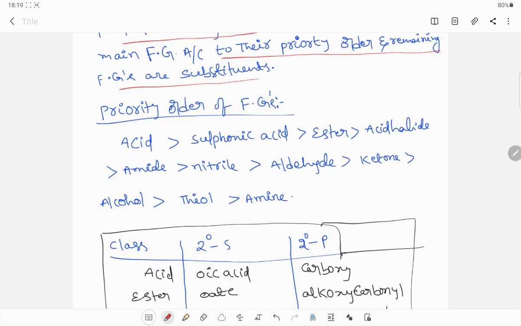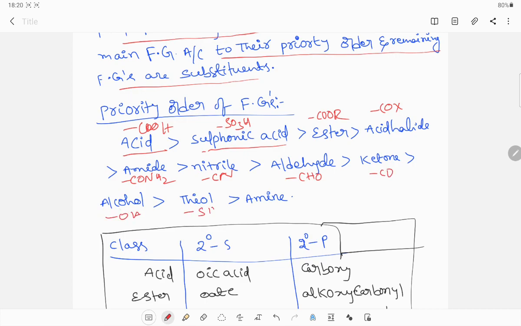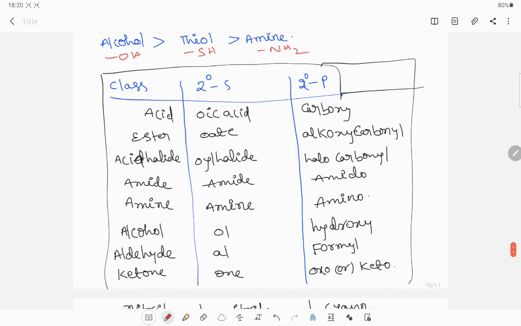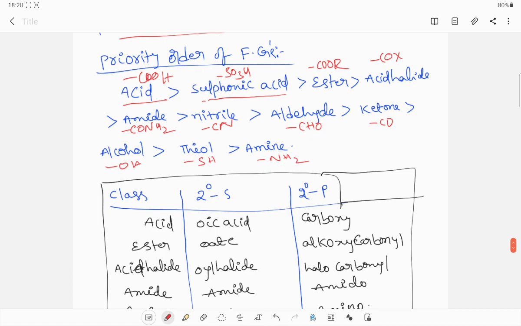First we need to discuss the priority order of functional groups. Acid comes first. Carboxylic acid means COOH, and sulfonic acid means SO3H, and ester means COOR, and acid chloride means COX, amide means CONH2, nitrile means CN, aldehyde means CHO, ketone means CO, alcohol means OH, thiol means SH, amine means NH2. Amine has the least priority. If more than one functional group is present on the parent chain, then one is the main functional group, the other is a substituent.